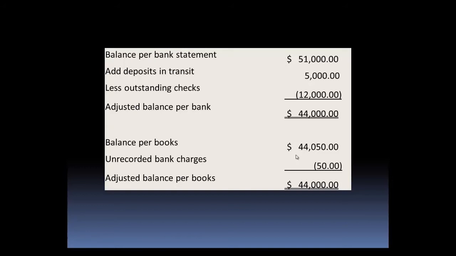We then do the same thing to reconcile our books to the bank statement. We start with the $44,050 that we show as a cash balance on our books. We subtract the $50 of unrecorded bank charges. So now our adjusted balance per books is $44,000. So we have now reconciled the balance between the bank account per the bank and the bank account per our books. This is an extremely important control function in the organization.